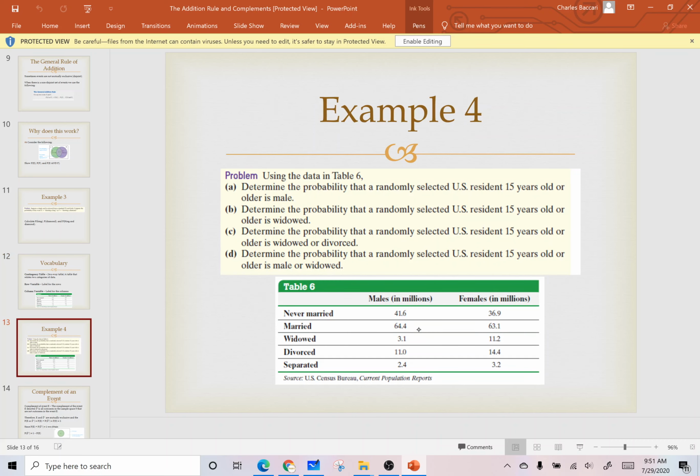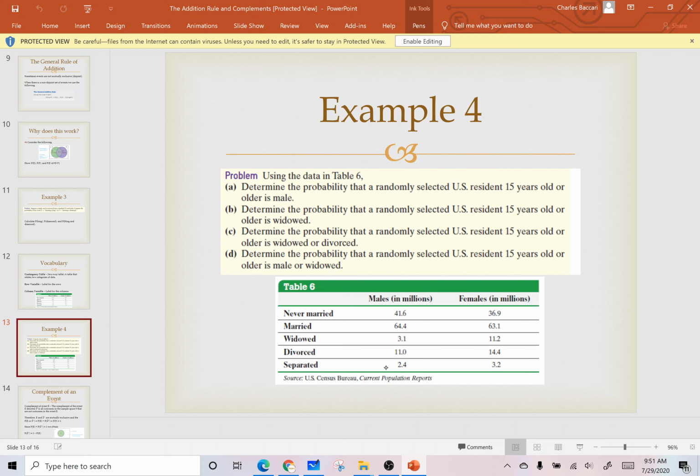So now we're going to do some probabilities. Determine the probability that a randomly selected U.S. resident is 15 years or older. So to do that, we need to get all the males. I'm going to do that with the calculator right here sitting on my lap. So give me 1 second.